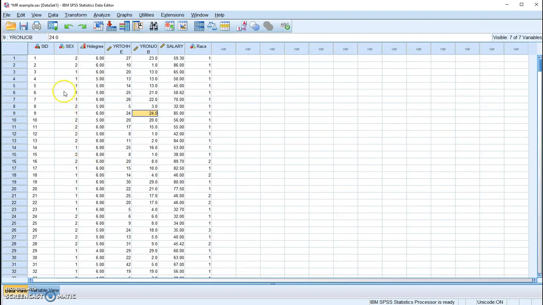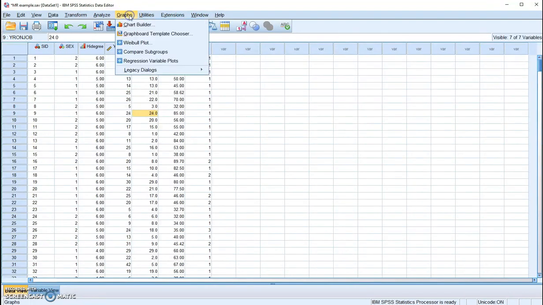Here is the data set. We have the ID number, sex, highest degree type, years teaching in higher education, years on current job, salary, along with race. For this multiple regression analysis, first we need to make sure that there is a linear relationship between the independent variables and the dependent variable.